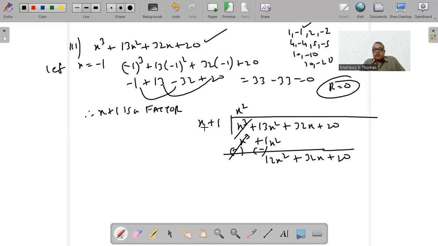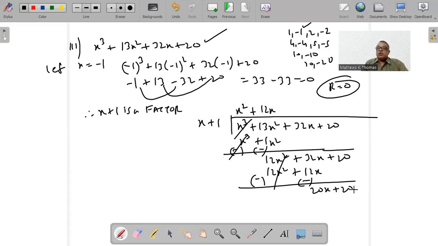See the first number here, x. Then the next number here is 12x square. X will go how many times? 12x times. So 12x square, 1 into 12x, 12x. Now I'm going to subtract again, 12x square cancels. 32 minus 12, we get 20. 20x plus 20. So x goes how many times? 20 times. So x into 20 is 20x. 1 into 20 is 20.